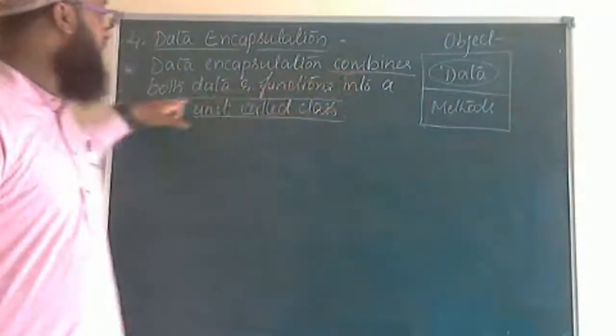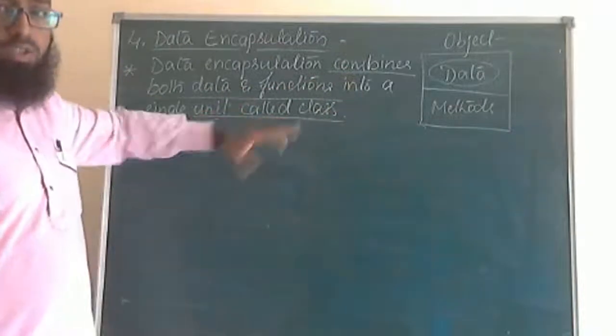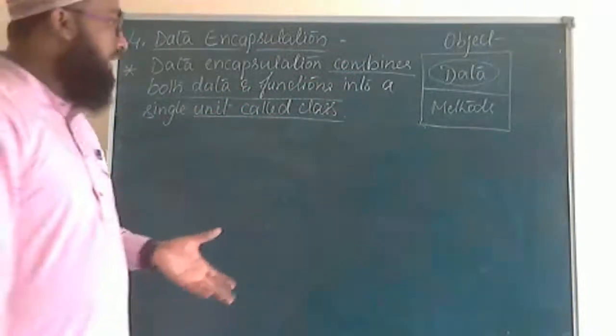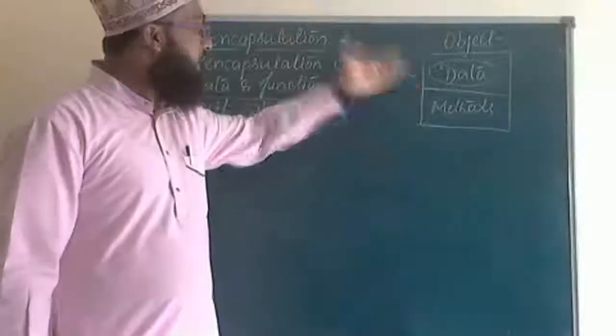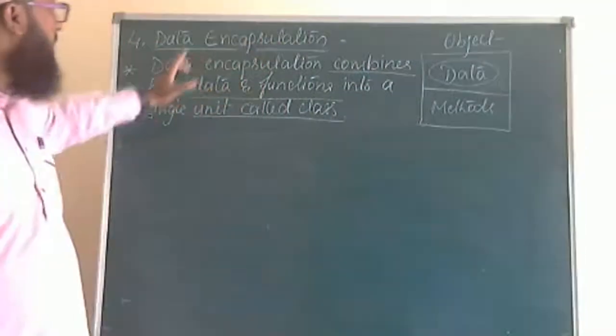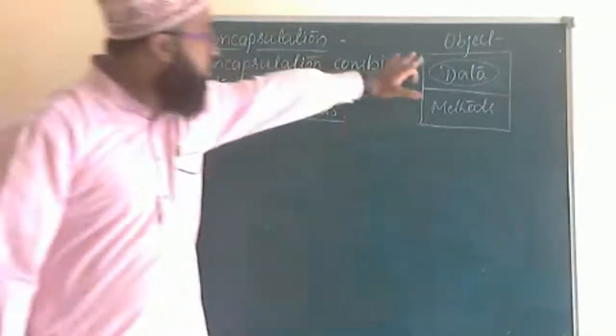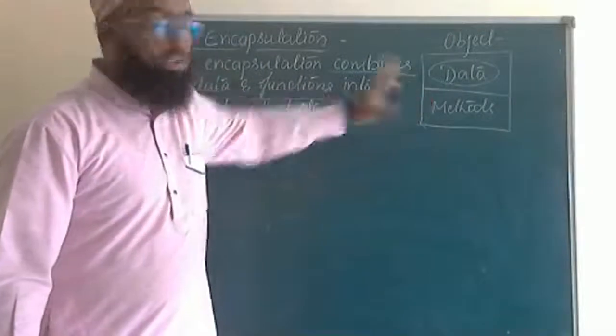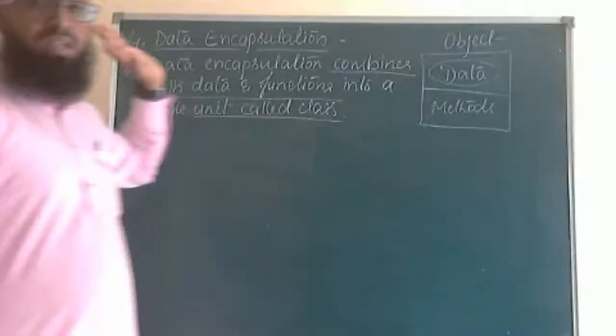As I am underlining here, if you underline these points, you will get marks clearly. Under the object, data and functions are there. So here, data encapsulation will combine both data and functions to form a single unit called a class.